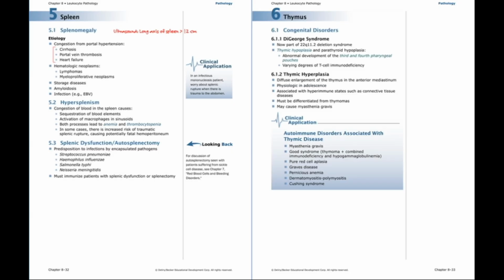Splenomegaly can have important systemic effects when it is associated with hypersplenism. Hypersplenism refers to congestion of the blood in the spleen, allowing for cytopenias. Anemia and thrombocytopenia can be clinically significant when enough of the cells are held in the splenic space. Remember as well that large spleens are vulnerable to trauma, causing splenic rupture and fatal hemorrhage.